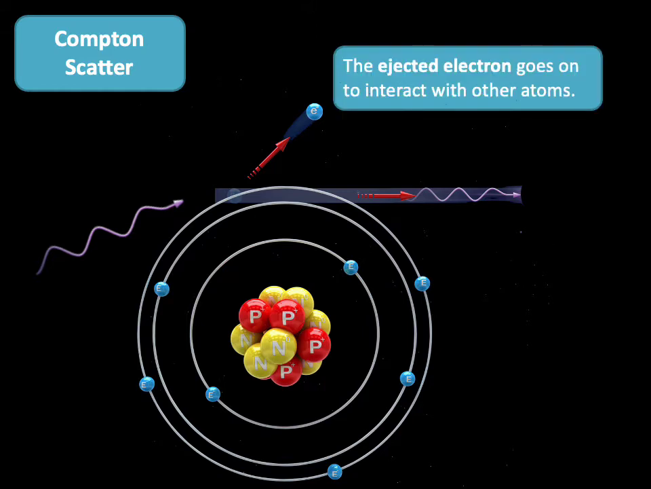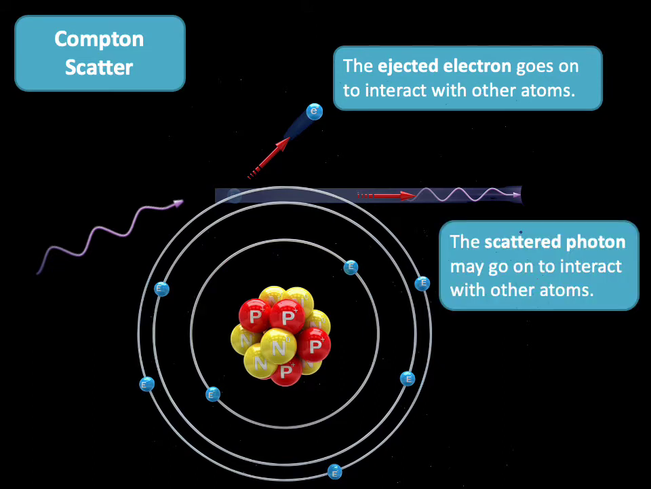This electron goes on to interact with other atoms. The rest of the energy is in the form of a scattered photon, which may go on to interact with other atoms. So in the process of Compton scatter, energy is transferred from the incident X-ray to the ejected electron and to the scattered photon. Between 15 keV and 150 keV, which is the energy range for all X-ray based imaging, including CT, radiography, mammography, and fluoroscopy, most of an incident X-ray's energy ends up as the scattered photon.